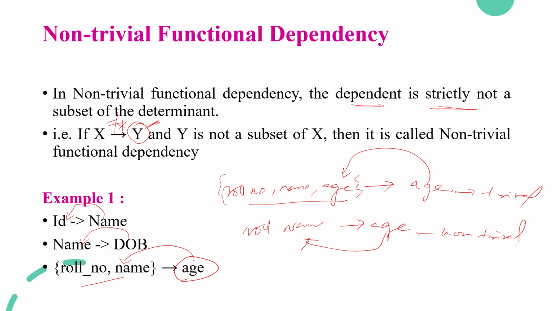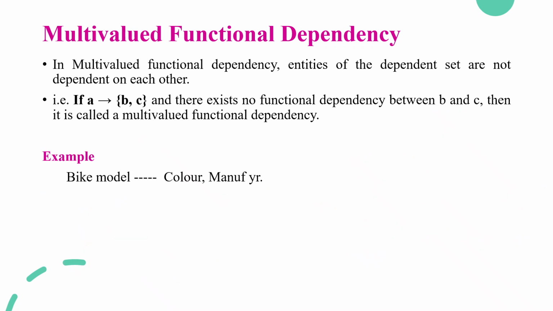Fine. Next we'll move to multivariate functional dependency. In a multivariate functional dependency, the entities of the dependent set are not dependent on each other. Here they have given an example: if A determines B comma C, these B and C are not dependent on each other. There doesn't exist a functional dependency between B and C. Then that is called a multivariate functional dependency.